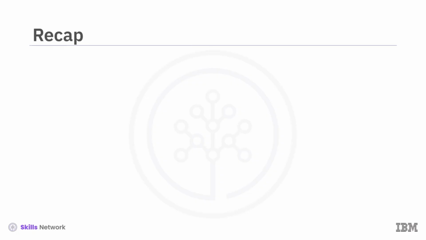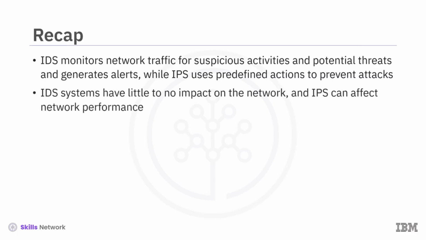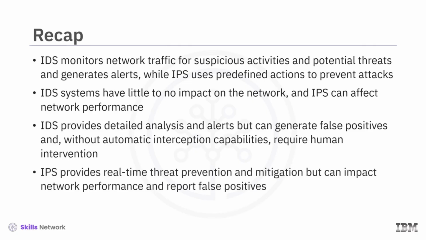In this video, you learned that IDS monitors network traffic for suspicious activities and potential threats and generates alerts, while IPS uses predefined actions to prevent attacks. IDS systems have little to no impact on the network, and IPS can affect network performance. IDS provides detailed analysis and alerts, but can generate false positives and, without automatic interception capabilities, requires human intervention. IPS provides real-time threat prevention and mitigation, but can impact network performance and report false positives. And both IDS and IPS are part of a layered defense.